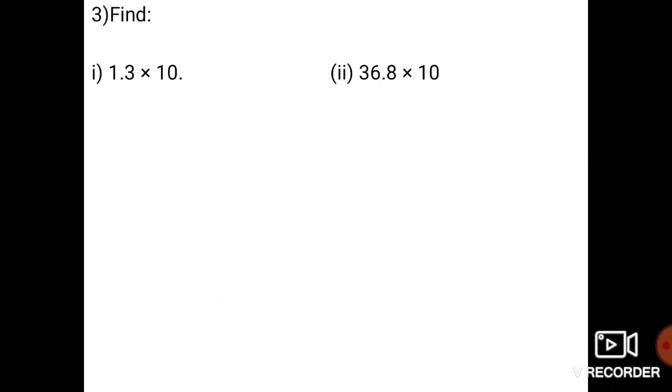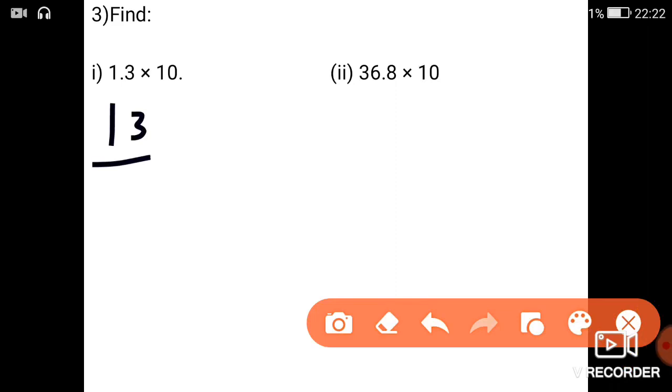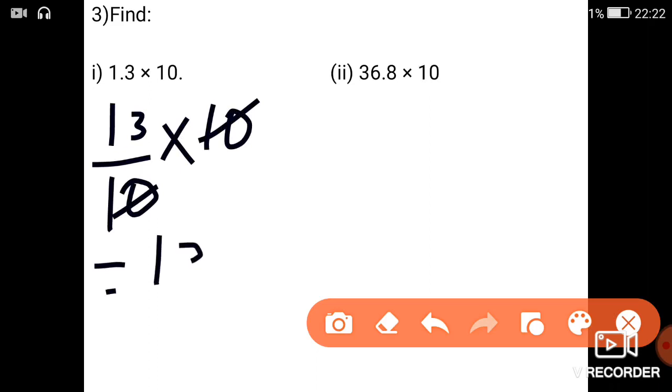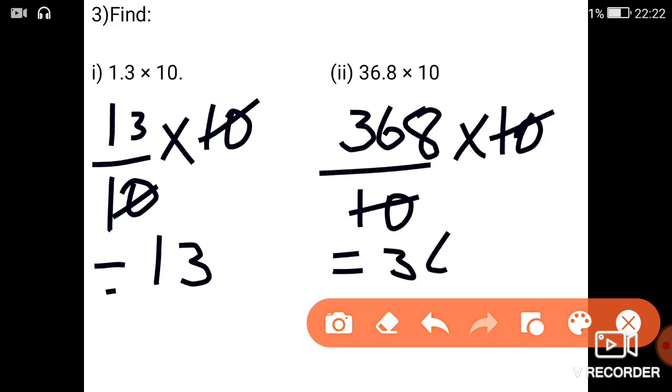Next, third main. First problem, 1.3 we need to multiply it with 10. So first we'll represent 1.3 as 13 by 10. And we'll multiply it with 10. So 10 and 10 will get cancelled. So the remaining is 13, which is the answer. Next, second problem, 36.8 into 10. So we'll represent 36.8 as 368 by 10. And we'll multiply it with 10. So the obtained answer is 368.